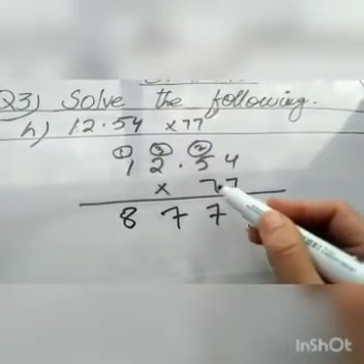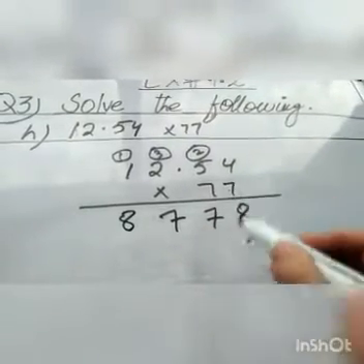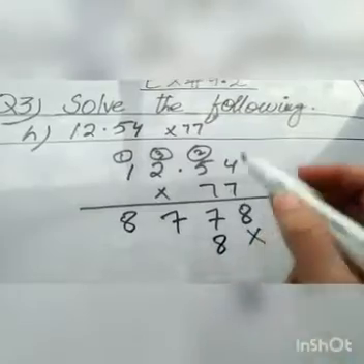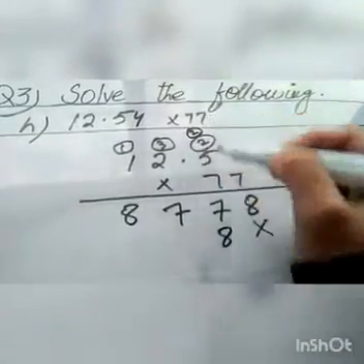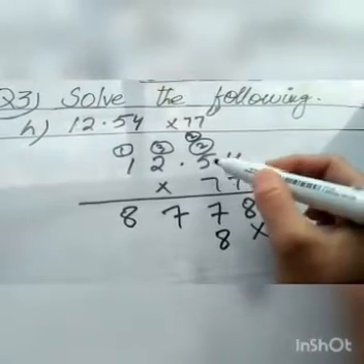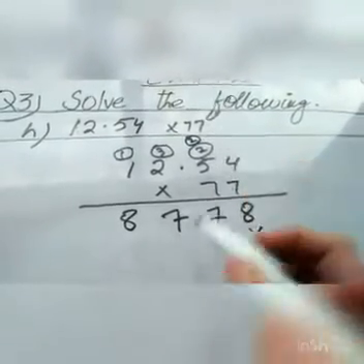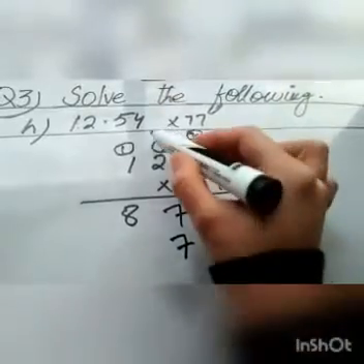Second digit from 77, that is 7. 7 4 times is equal to 28. We have to write 8 under the tens column and 2 carry over the next. 7 5 times is equal to 35 plus 2 is equal to 37. 3 carry over the next.